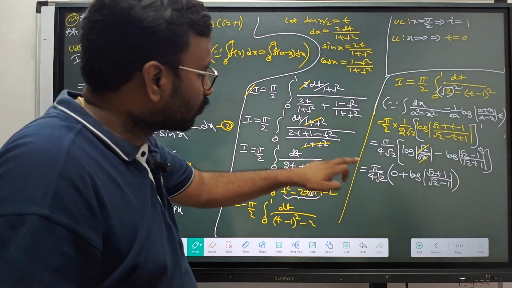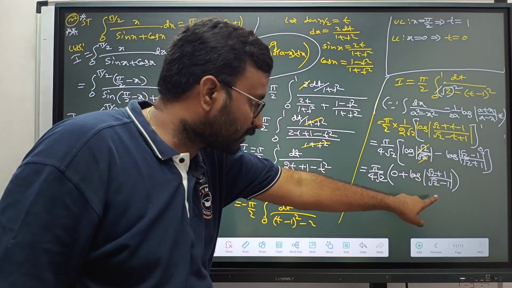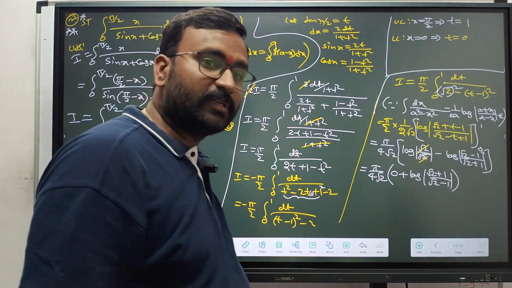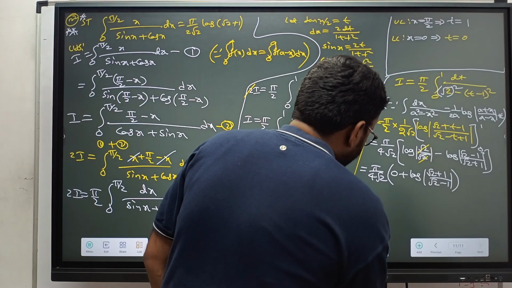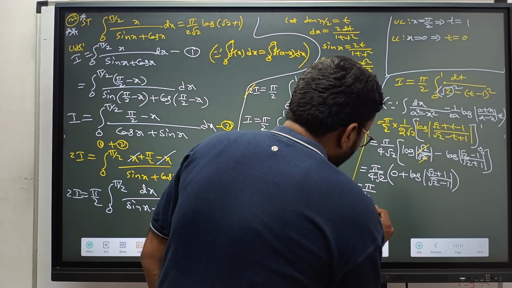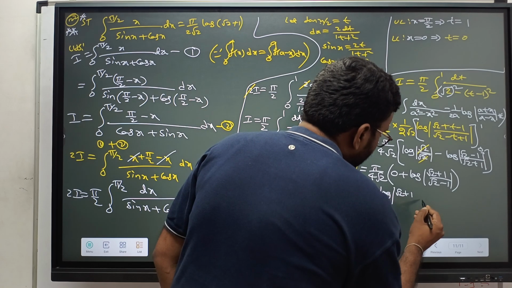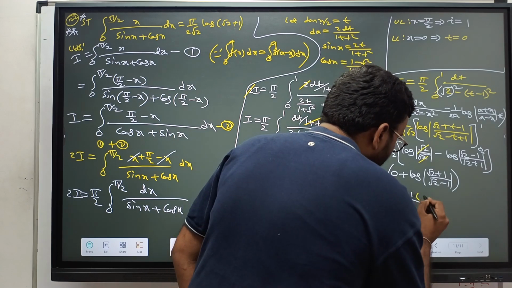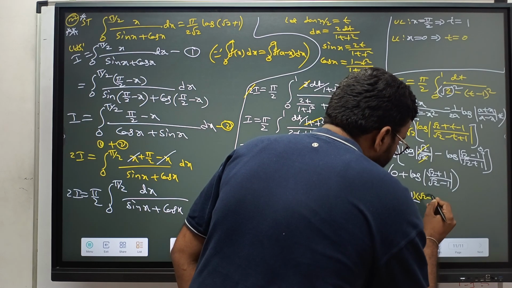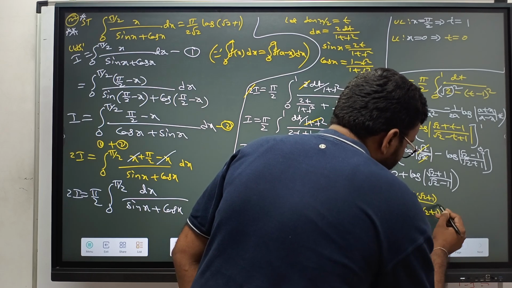Now what I am doing, the proof is nothing but pi by 2 root 2, more 2 extra there. Log of only root 2 plus 1, but there is one more root 2 minus 1. Further, what I am doing, I am doing rationalization. Okay, I will try to complete here. Pi by 4 root 2 log of root 2 plus 1 by root 2 minus 1. What I am doing? Into root 2 plus 1 by into root 2 plus 1. Rationalization with root 2 plus 1.